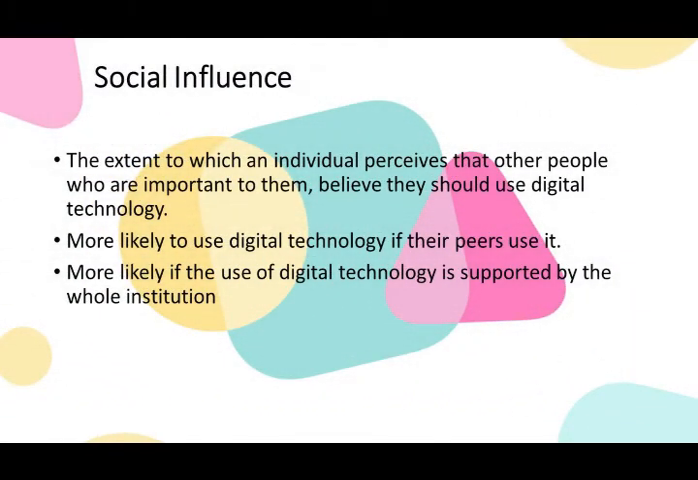Social influence. This is the extent to which an individual perceives that other people who are important to them believe they should use digital technology. The constructs of social influence are subjective norm, social factors and image. Teachers are more likely to use digital technology if their peers and their head of department or line manager within their subject or departments use it. This becomes more likely if the use of DT is supported by the whole institution.